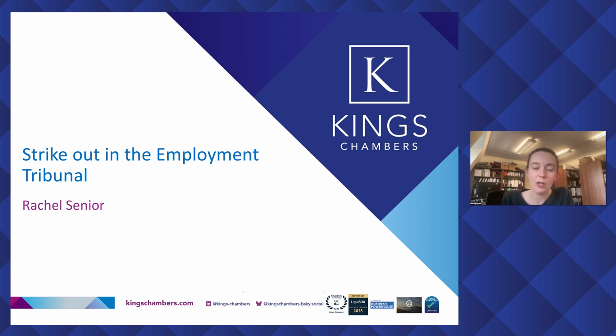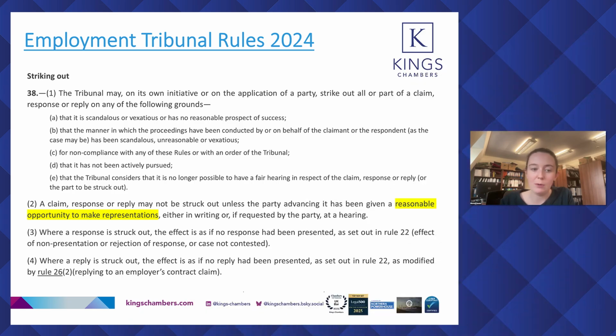So without further ado, we will be familiar with the rules on strikeout applications, and those haven't changed substantively in the latest version of the Employment Tribunal rules. But of course, the numbering has changed. So I'm only going to refer to the latest numbering because otherwise we'll all get confused with references to the previous numbering. But the numbering we're familiar with is Rule 38.